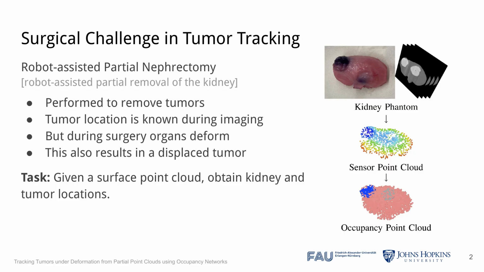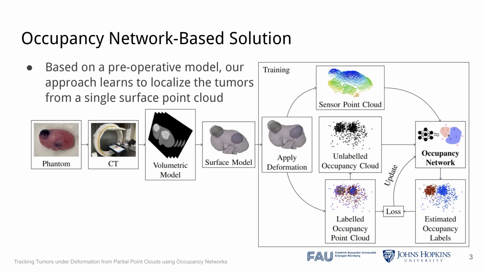will move and deform. So the problem we're approaching is, given a surface point cloud of a deforming kidney, from a depth sensor, for example, obtain the kidney orientation and the tumor locations. And importantly, we want this approach to be fast, so that a downstream robotic system doesn't have to wait on the localization. We approach this problem using neural occupancy networks.